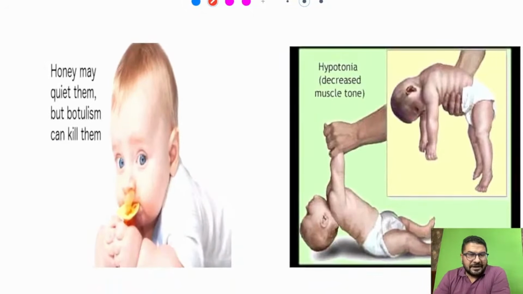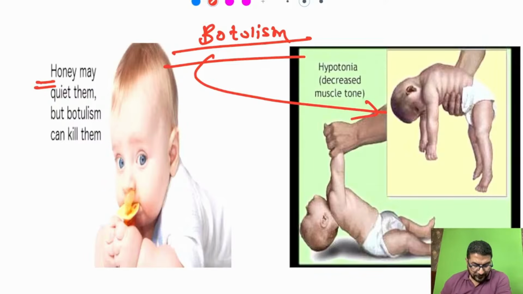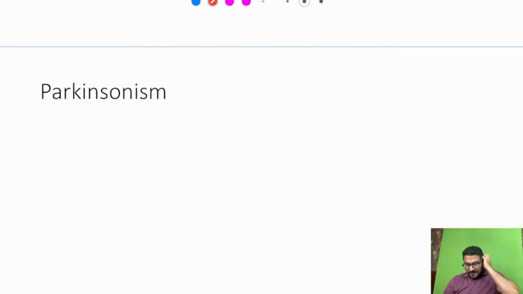This is what we call floppy baby syndrome, and I can say floppy baby. So this is due to consumption of honey. हनी अगर खाने से क्या होगा, it will cause botulism. So this is called infant botulism. So patient will have complete hypotonia, there is loss of muscle tone. This is one of the differential diagnoses of myasthenia, right? Now let's talk about Kampavta or Parkinsonism.